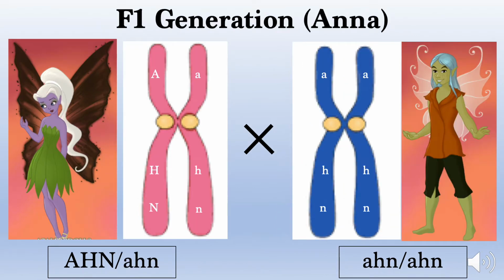The grandmother gave birth to a daughter, Anna. She is part of the F1 generation. Anna is heterozygous but shows all the dominant phenotypes. Anna will later give birth to Amy and Amelia with her husband, who is homozygous recessive.